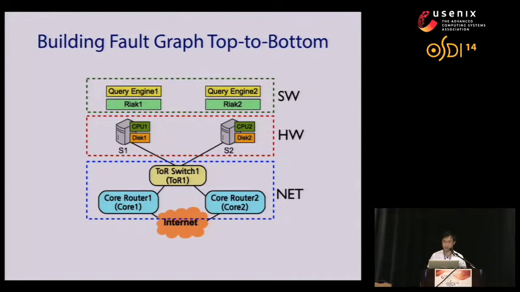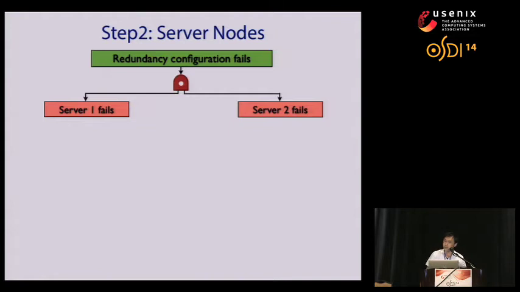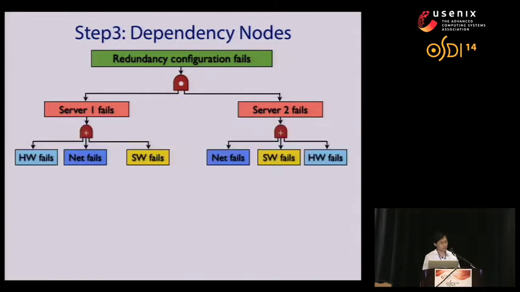Now, let me show you how we produce a fault graph representing this example redundancy configuration from top to bottom. In the first step, we need to produce the root node of the fault graph. So the root node should be the redundancy configuration failure event, because we are trying to represent a redundancy configuration. Next, we use an AND gate to connect 2 data sources, server 1 and server 2. AND gate means if all the sublayer nodes fail, the upper layer node fails. Actually, this is the intuition behind any redundancy effort.